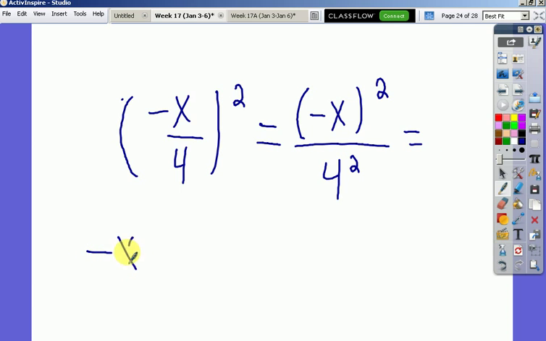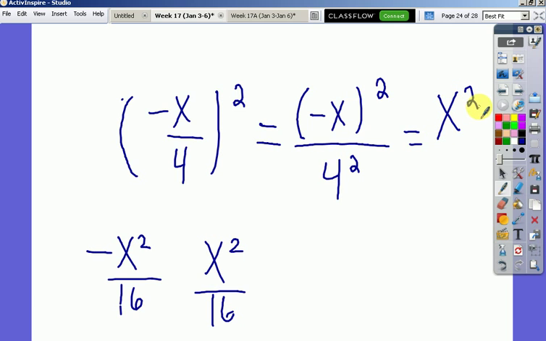Would it simplify to this? Or would it simplify to this? Which one? Second one. Right. Why the second one and not the first? Because of the parentheses. You're taking the negative x and you're squaring it. So that's negative x times negative x, right? Which is a positive x squared. We cannot take that negative one out unless we do not have the parentheses, right? Does that make sense?